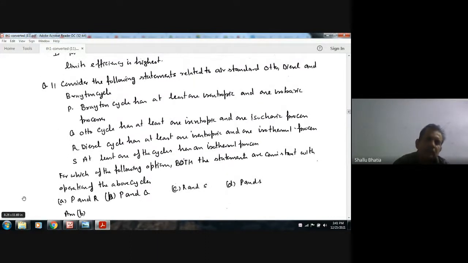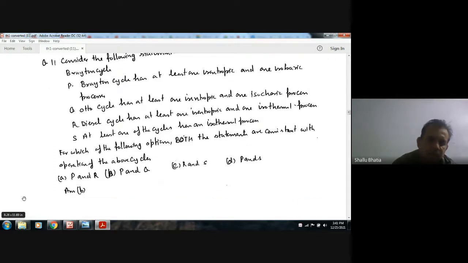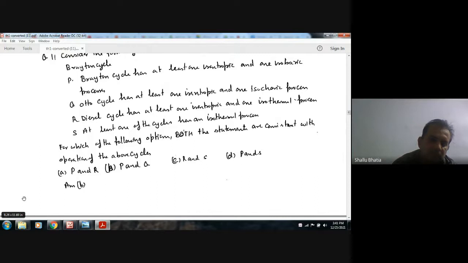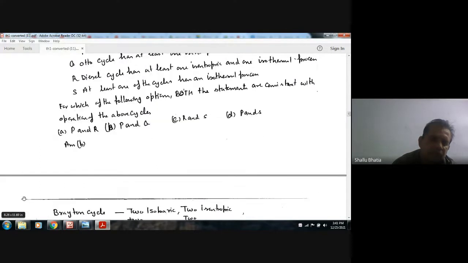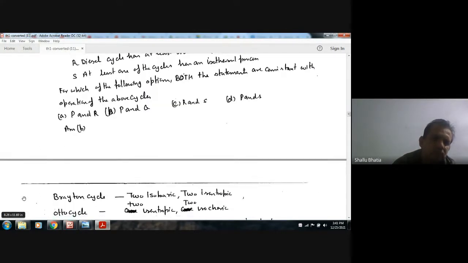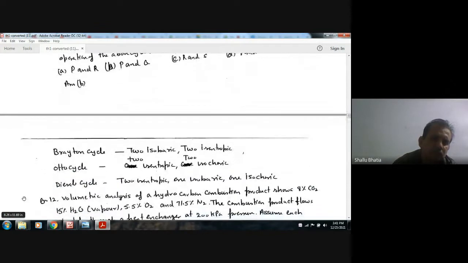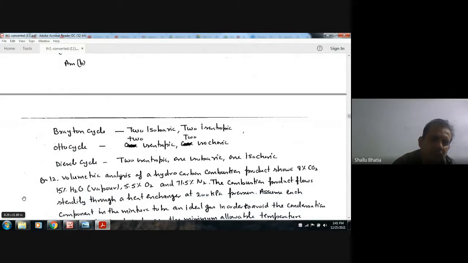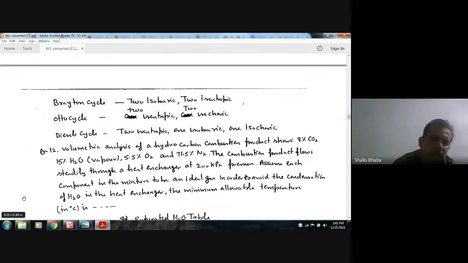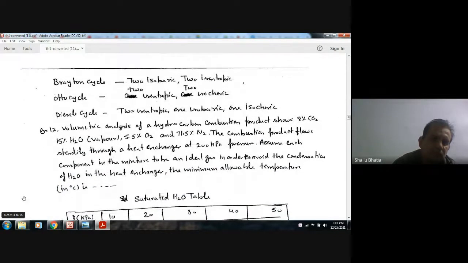Okay, so Otto cycle has two isentropic processes and two constant volume processes. So we will be having at least one isentropic and one isochoric process. So Q is also correct, but the diesel cycle does not have any isothermal process, and all the other cycles do not have at least one isothermal process. So the answer is Q and P: isochoric and isentropic, and diesel cycle has one isentropic, one isochoric and one isobaric.